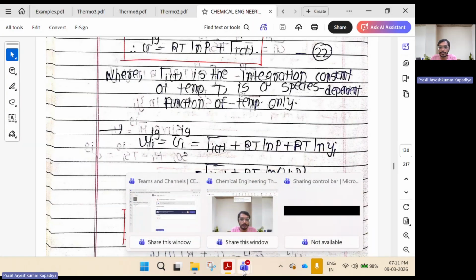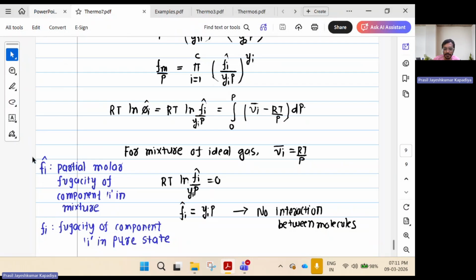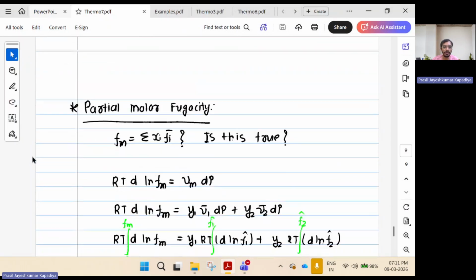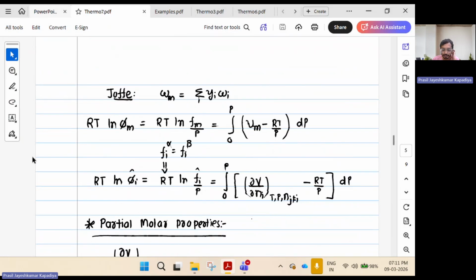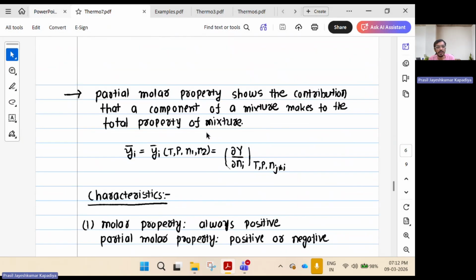Now let's try to move ahead. So, in the last class, where did we stop? We were discussing how to find the partial molar fugacity. We found all the thermodynamic terms, that is internal energy, entropy, enthalpy, Gibbs free energy. Now, how can I find that term for fugacity? So let's try to derive.